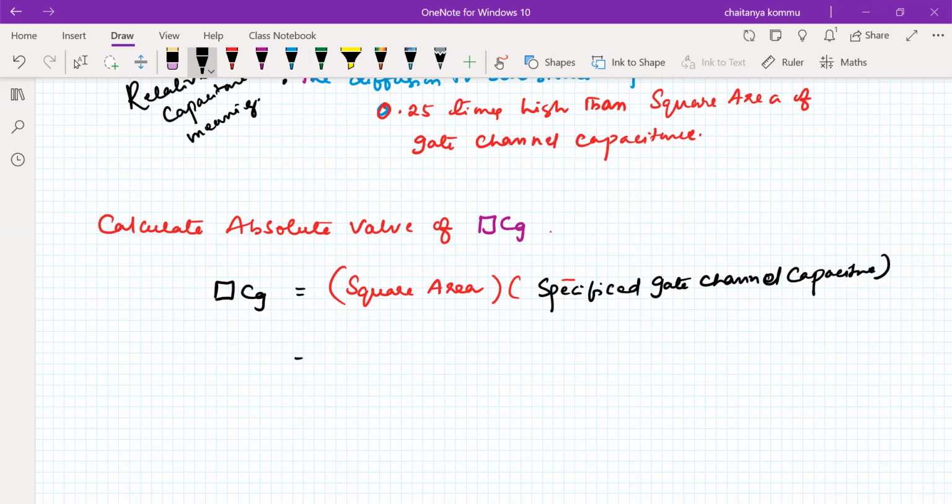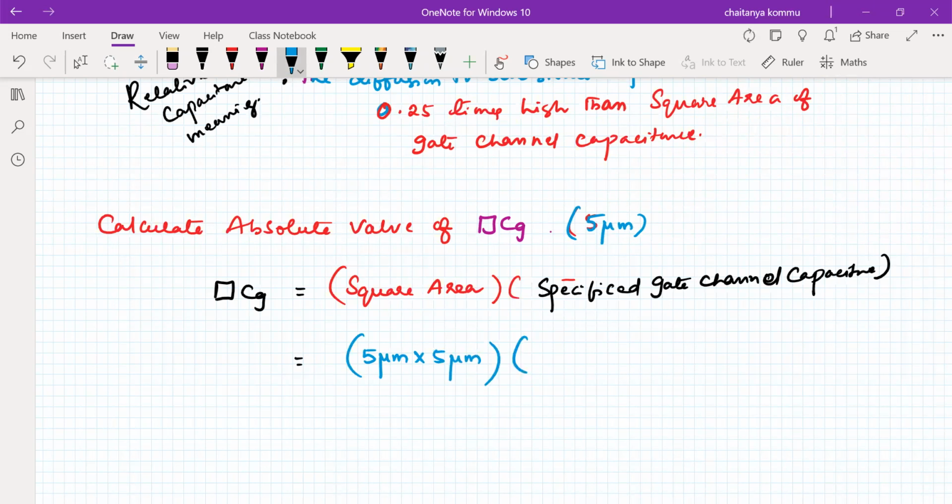Okay, so what is the square area we normally consider? Let us consider five micron technology. What is its area? Since 5 micron technology stands for length in microns, if the length is equal to 5 microns, the width is also 5 microns for a square area, right? This is what we can calculate.